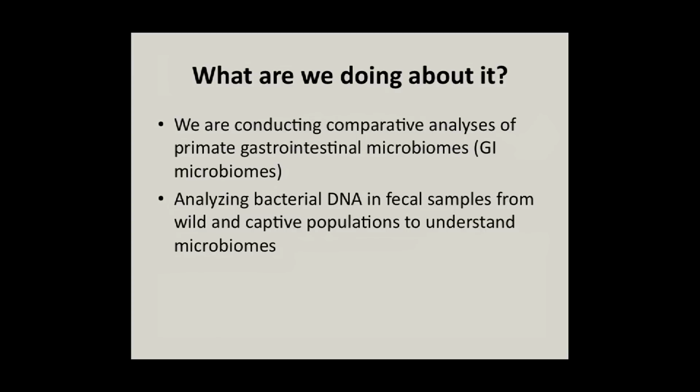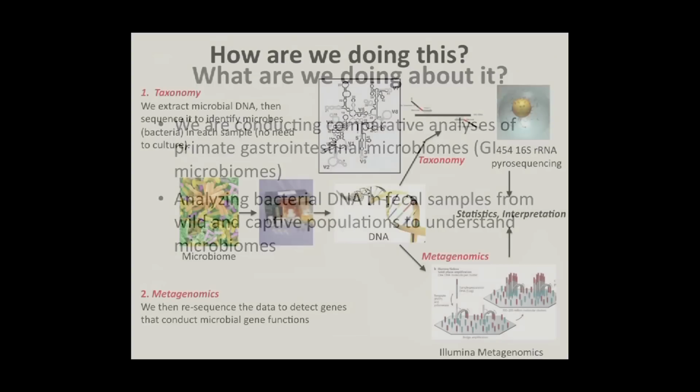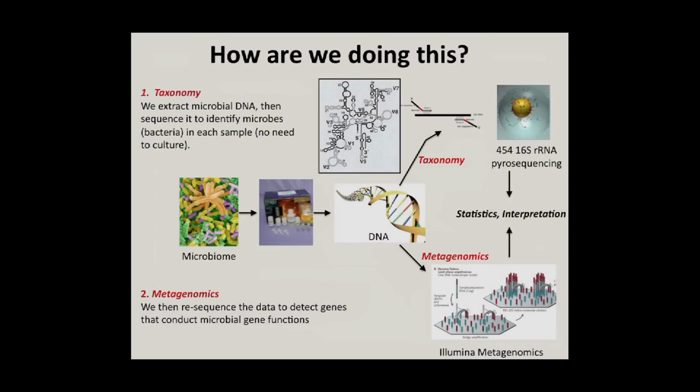So what are we doing about all of this? We're conducting comparative analyses of primate gastrointestinal microbiomes, or what I'll call GI microbiomes. We're analyzing bacterial DNA from fecal samples from both wild and captive primate populations to understand these microbiomes. How are we doing this? Our study breaks into two major parts. The first part is taxonomy, in essence looking at the structure of the microbiome. Who's there? How is it structured? How are the bacteria in the microbiome related to one another, and do those differ across primate species?